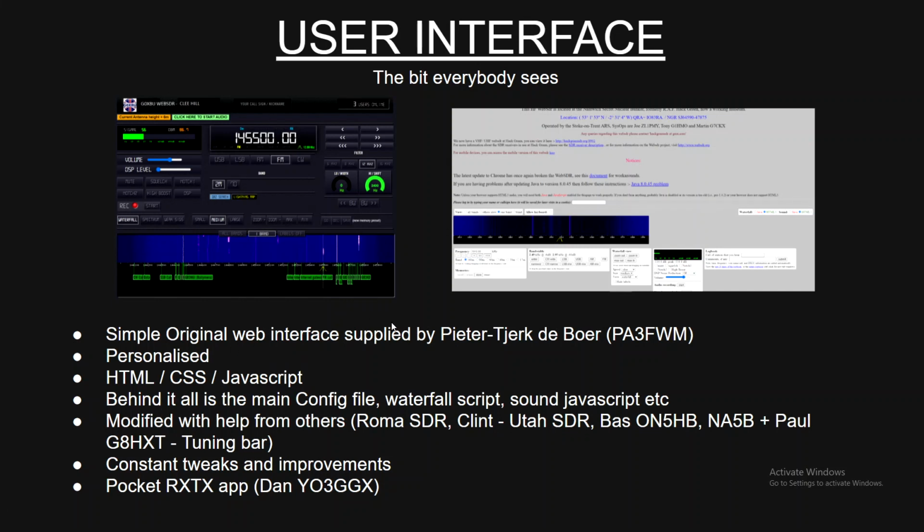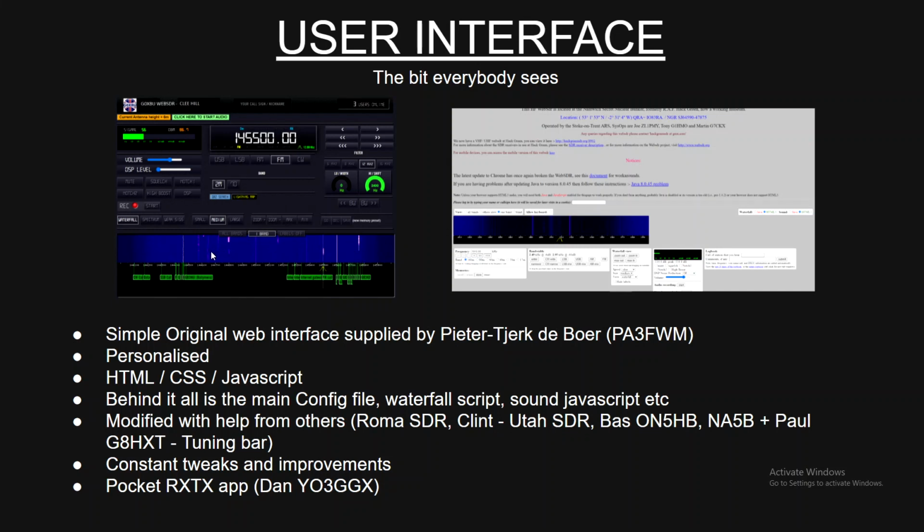Behind all of the software is this main config file. There's the config file, waterfall scripts, the sound JavaScripts, etc. All can be modified. The config file gives you the basics like the bandwidth and the device you're using, and you can change the color of the waterfall and the signal strength. You can calibrate the signal meter as well from it, but I tend to do mine based on color, because for me a WebSDR is all about the view, the image, not really the signal strength.